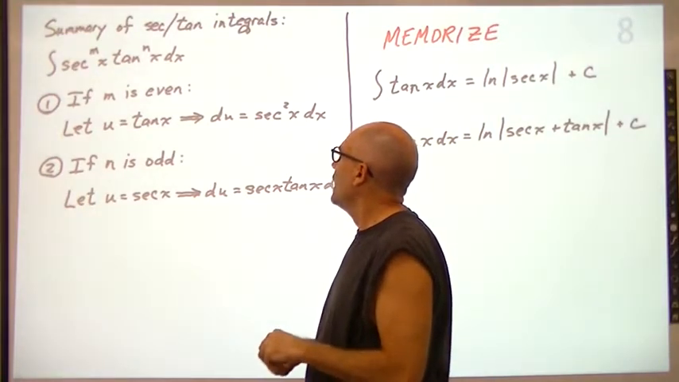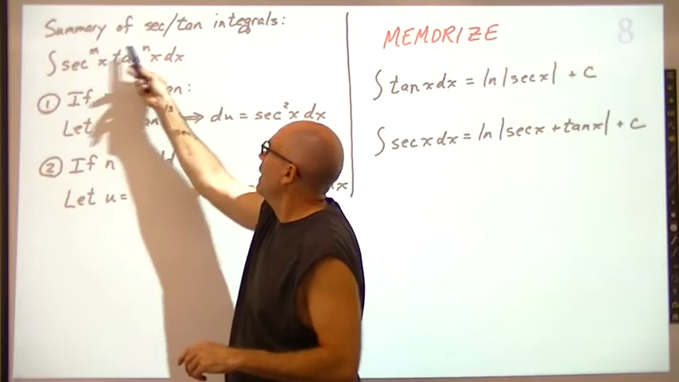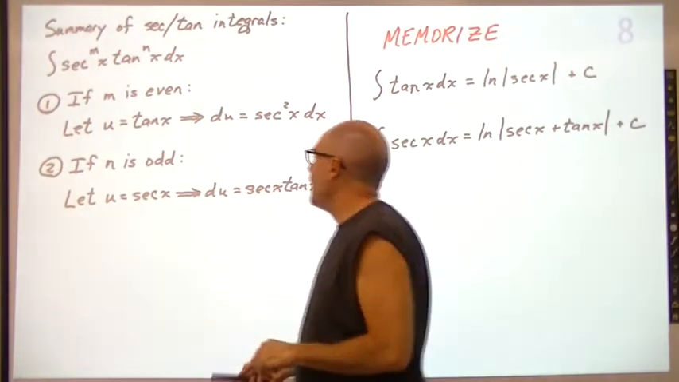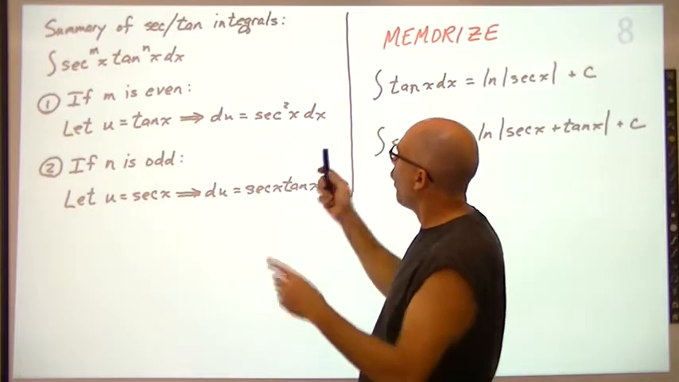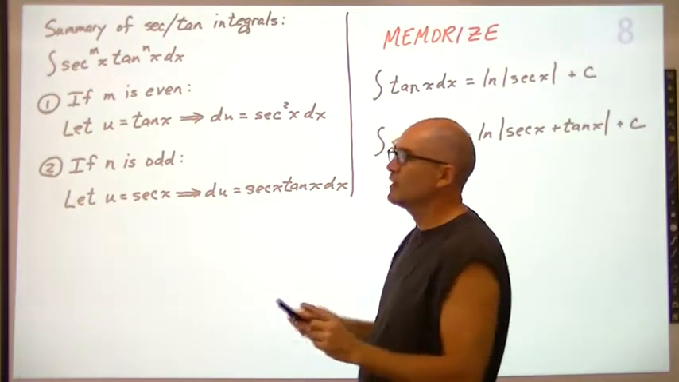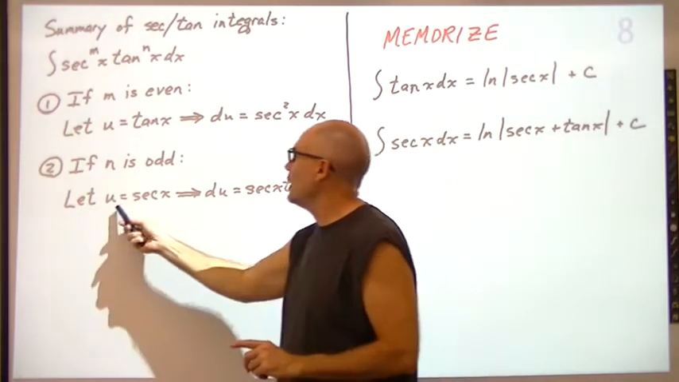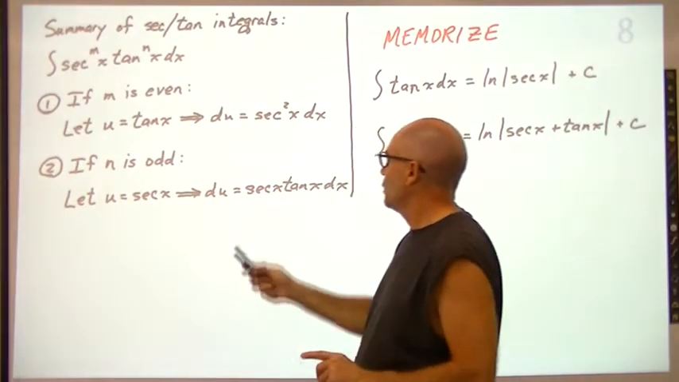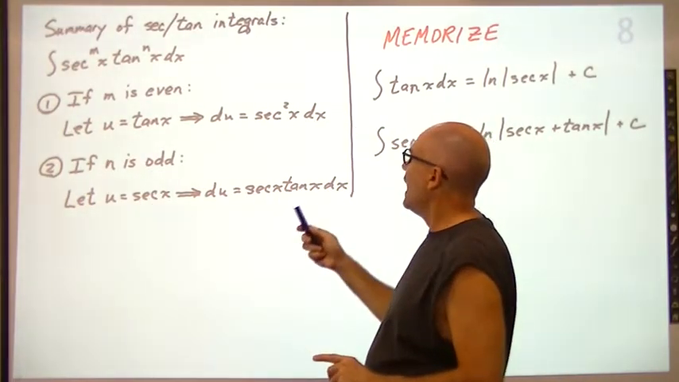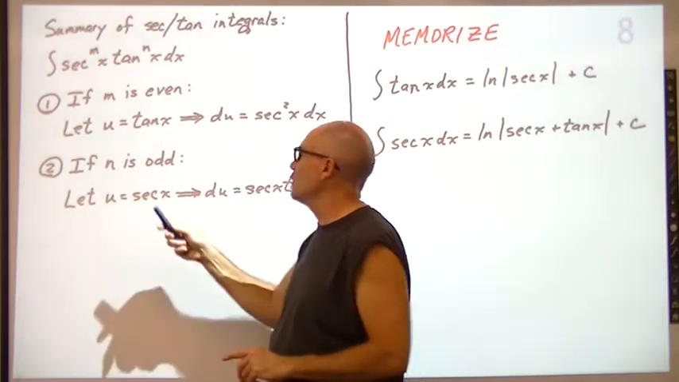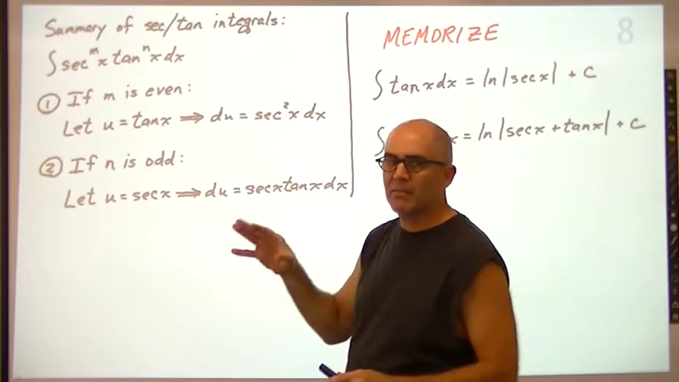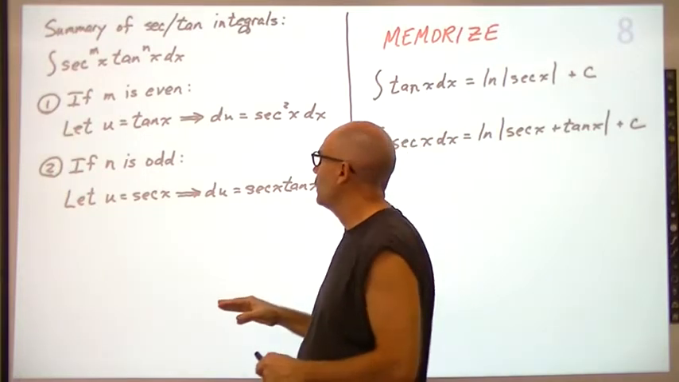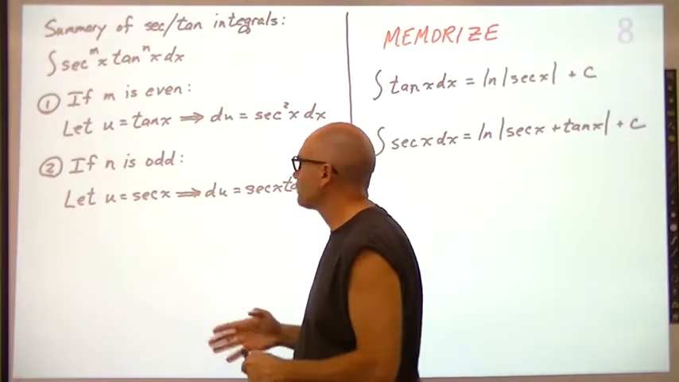Now, if m and n are both odd, then I'm going to squirrel away a secant tangent, and then all the rest of my secants and tangents are even, so I let u equal secant, which makes du secant tangent, and then I turn everything into secants. So all my tangents become secant squared plus 1. Or, I'm sorry, secant squared minus 1.